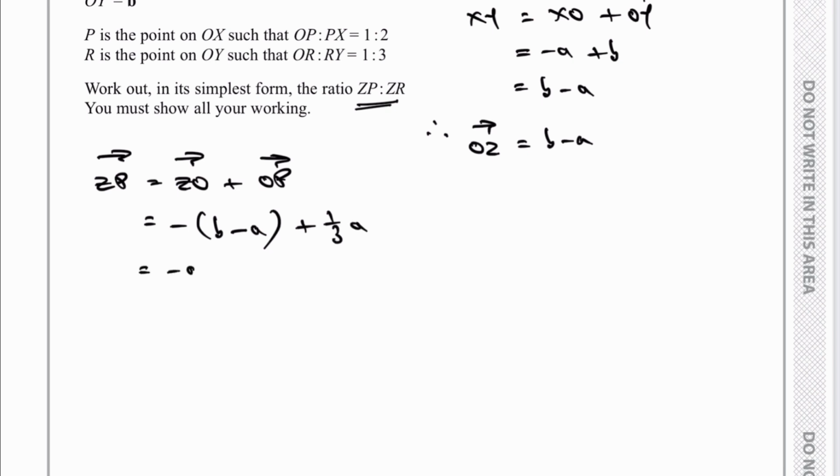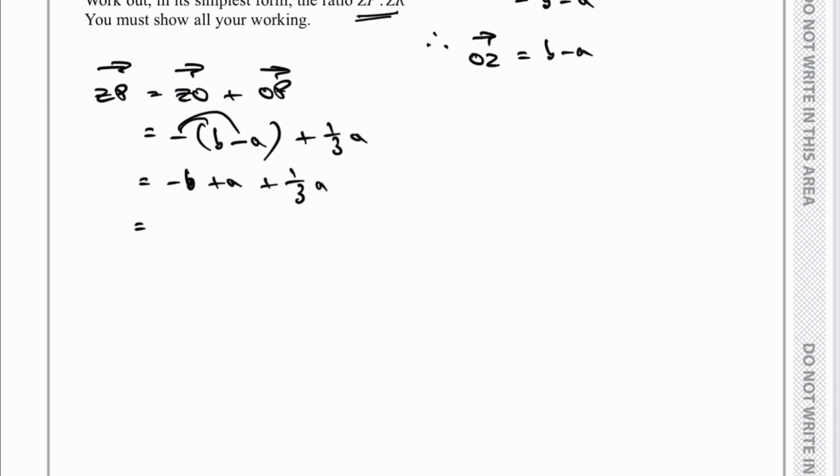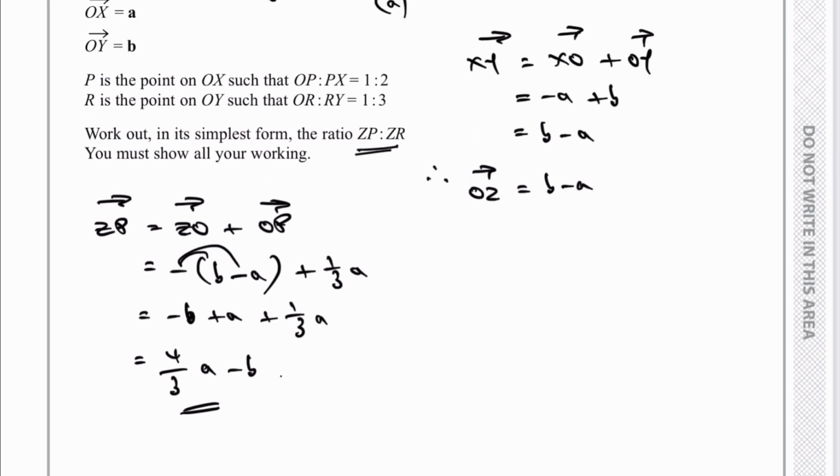I'm going to get minus B, and then I'm going to get plus A, because it's minus times B, and then minus times a minus is going to be positive, and then plus 1/3 of A. Again, tidy all of that up, and I get this, what seems like quite a difficult 4/3 of A minus B. So now finally I've got ZP. That's great.